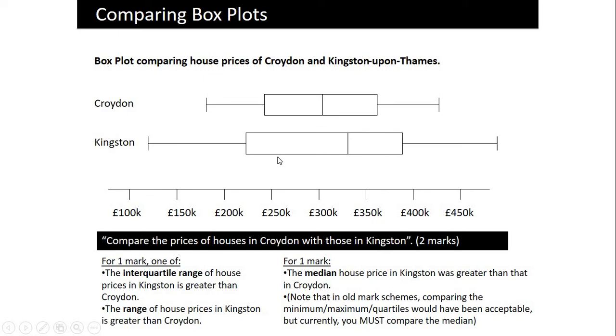We could also compare the range. So again, the range of house prices in Kingston, which is this width here, is much greater than that in Croydon, which would be that width there. To be honest, it's better if you compare the interquartile ranges as opposed to the range.